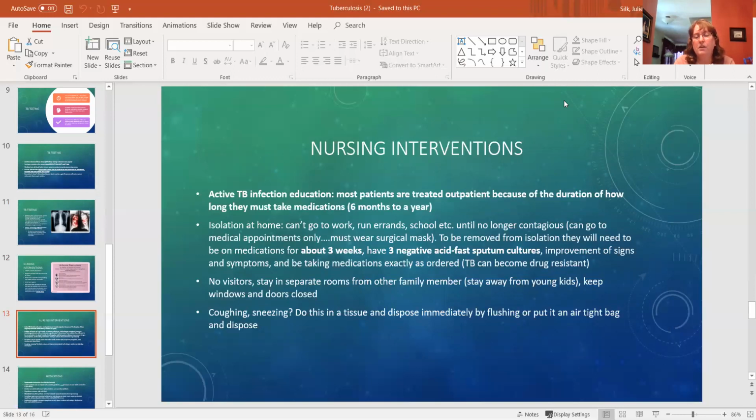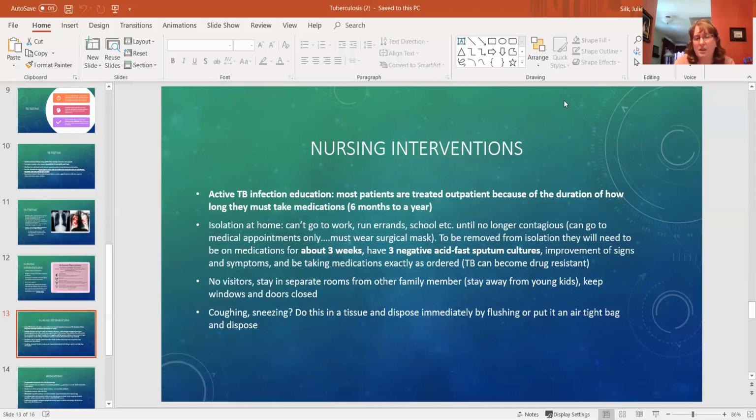To be removed from isolation, they will need to be on medications for about 3 weeks. They need to have 3 negative acid fast sputum cultures. They also need to have an improvement in their signs and symptoms and also be taking medications exactly like they were ordered, because TB can become drug resistant. So if you didn't take your medications for as long as you were supposed to, or you just quit, then it can come back with a vengeance and it can be very hard to get rid of.